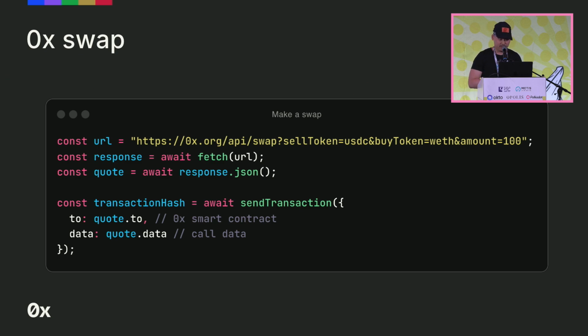The quote we get back from 0x API has two fields. It has a to field, which points to the 0x smart contracts that will execute the swap. And then the data field, that's the call data that encodes the details of the swap, including the route and the amounts and the slippage.